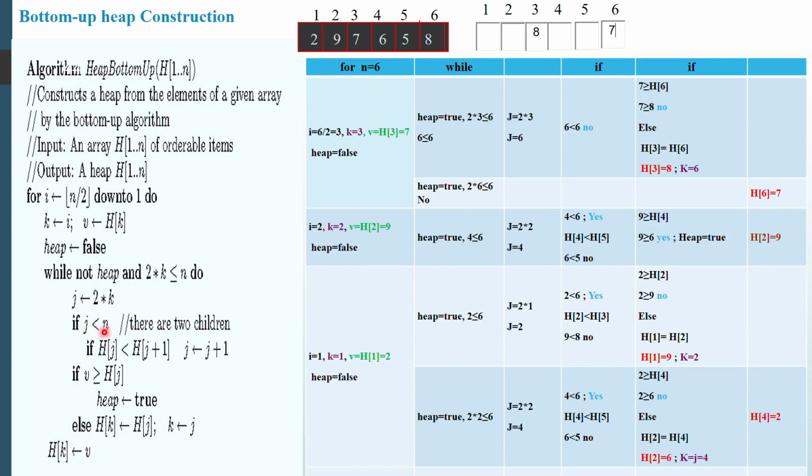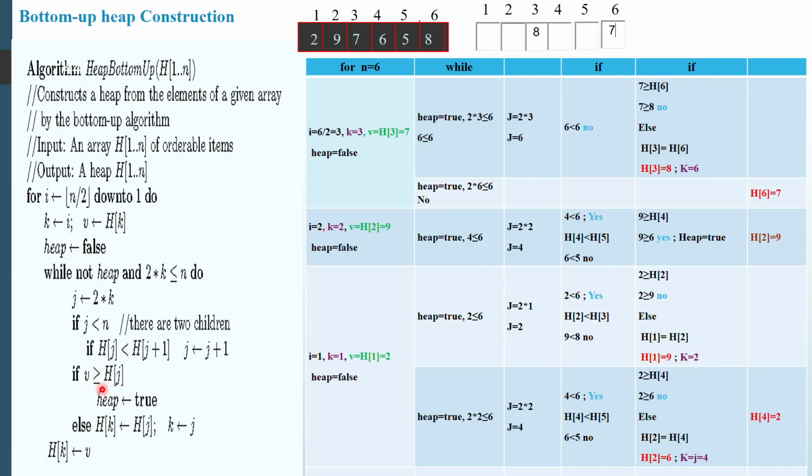Next condition is j is less than n. The j value is 4 and the n value is 6. 4 is less than 6. Yes, the condition is true. If the condition is true, then you check the one more if statement inside this if. What is that? H of j is less than h of j plus 1. The j value is 4. H of 4 is less than h of 5. The element at 4 is 6. So in the fourth position, h of 4 is 6 and h of 5 is 5. Is 6 less than 5? No. This condition fails. If the condition fails, then it comes out of this if and executes this if statement.